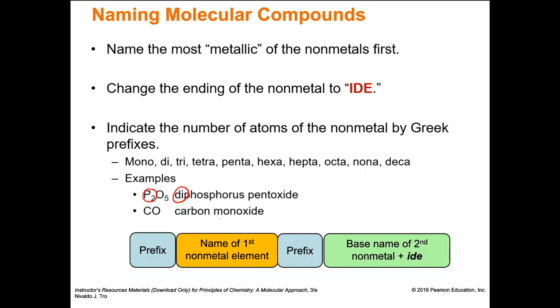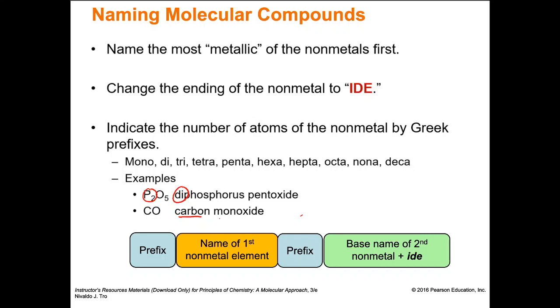Then we have carbon monoxide. CO, carbon is more metallic than oxygen, we said. And notice we don't write monocarbon. If it's the first one, generally we leave out mono. We only put mono in the second half. So here we have carbon, and then we have 1 oxygen. Oxygen becomes oxide, and we give it mon because there's only 1, so it becomes carbon monoxide. Again, notice we drop one of the O's here. We don't write monooxide, we write monoxide.